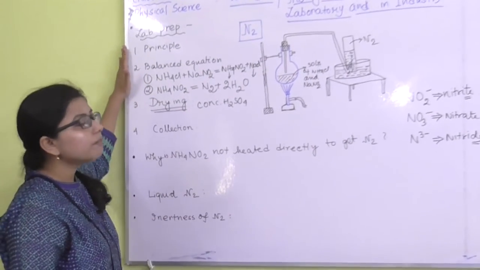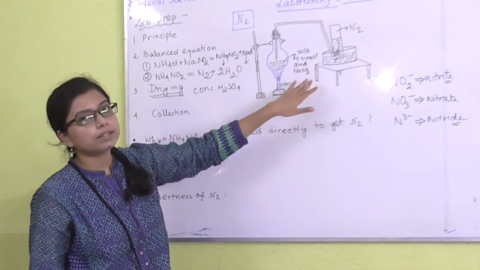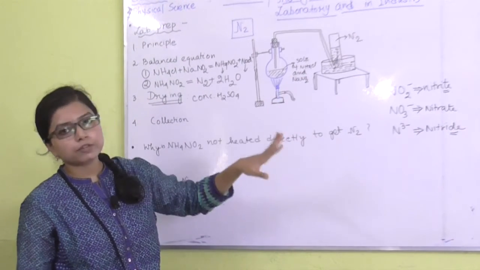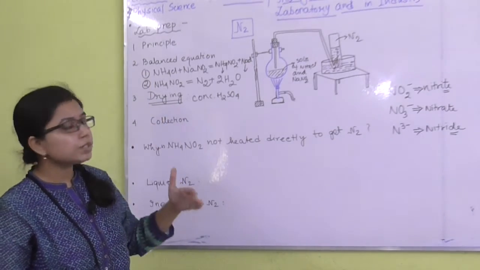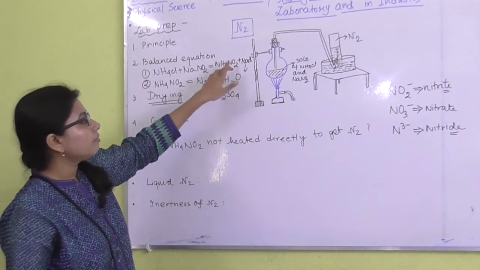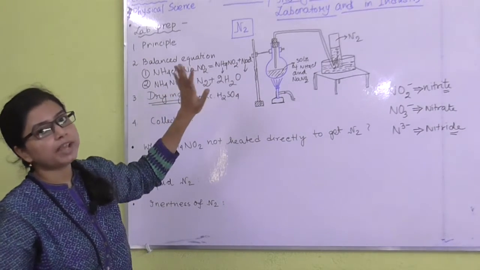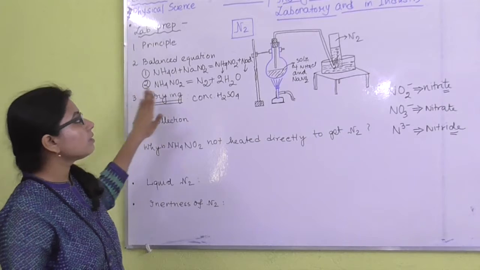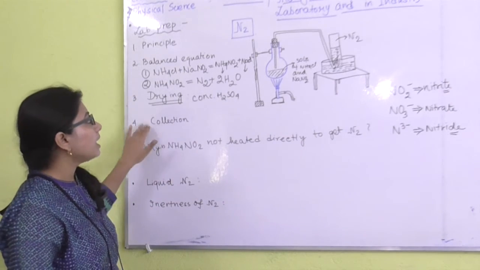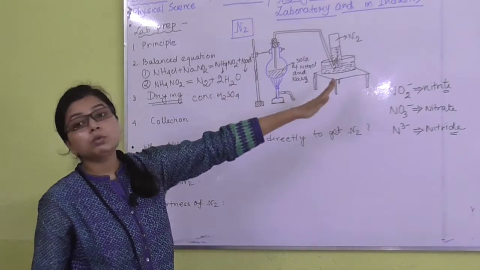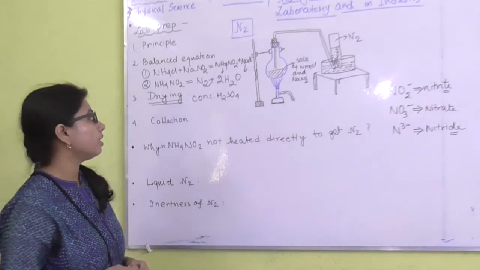Number 1 was principle, which was very easy. If we gently heat the mixture of ammonium chloride and sodium nitrite, we will get nitrogen gas. The balanced equation shows the reaction occurs in 2 steps. In the first step NH4NO2 is formed, and in the second step it will decompose to form nitrogen gas. And for the drying process, we use concentrated H2SO4 to remove the water vapors, and for collection we use the downward displacement of water, because nitrogen is very slightly soluble in water.